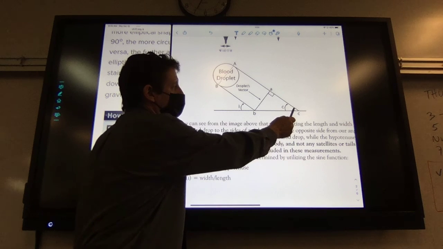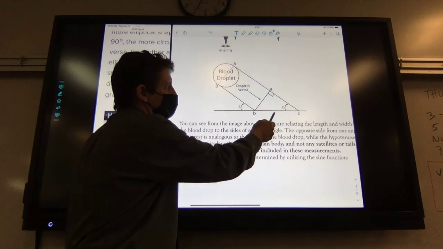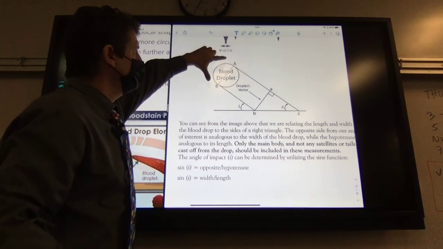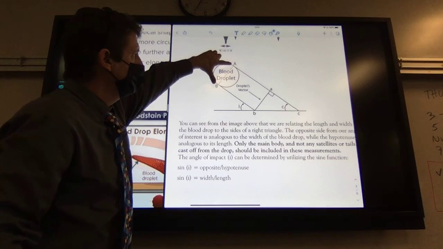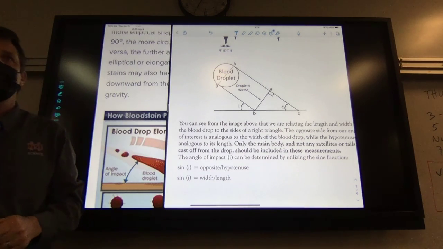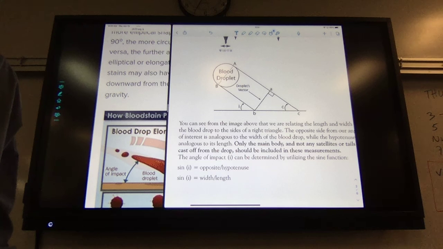If we're calculating this angle, letter C, we're going to go opposite over hypotenuse. So you're going to measure the width of the blood drop, and then you're going to measure the length of the blood drop, two measurements. And then you just do one quick division, width divided by length, you have that number, and then you go to trigonometry.